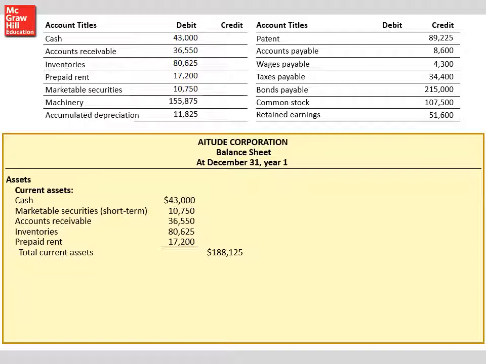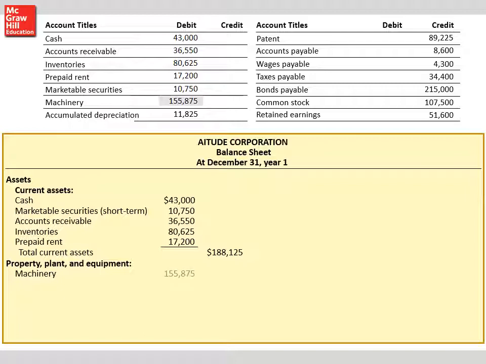Next are any long-term investments. There are none. If there were marketable securities long-term, land not used in the business, bonds held long-term, that's the kind of assets that would be in the long-term investment section. If there is none, you don't even need to list it. The next area would be property, plant, and equipment, which is where we report tangible assets that we use in the business more than a year.